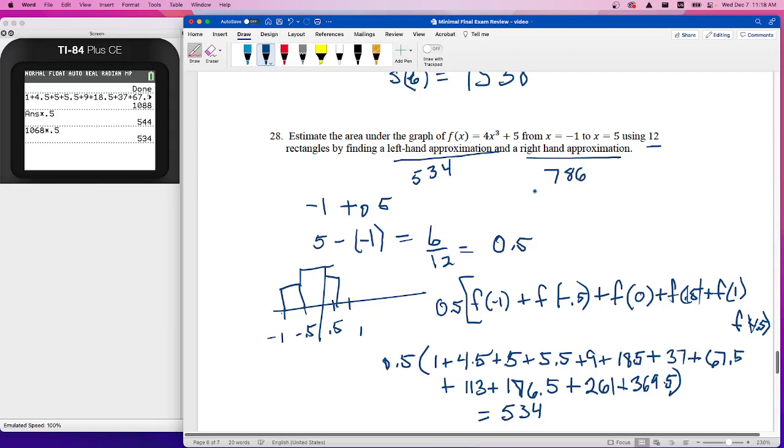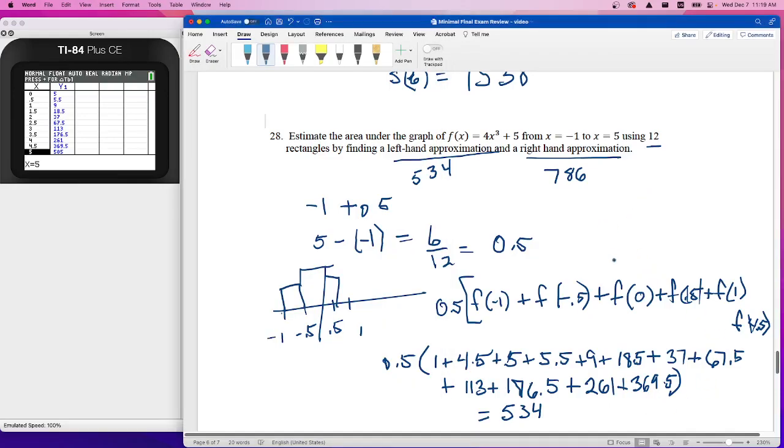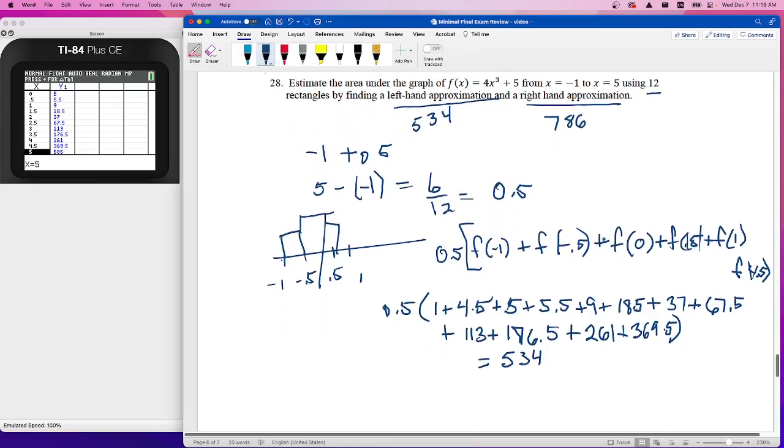Do the same thing with the right hand, except what you're going to do is go to the table and instead of starting at x equals -1, you're going to start at x equals negative 0.5. So you're going to take all of these and you're going to have the one for 5. So it's basically the last 11 plus the last one gives you your 12. And you'd be able to get that. So that's using Riemann sums.